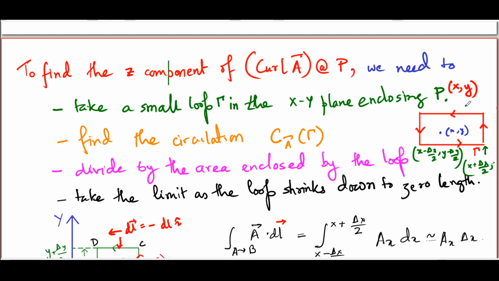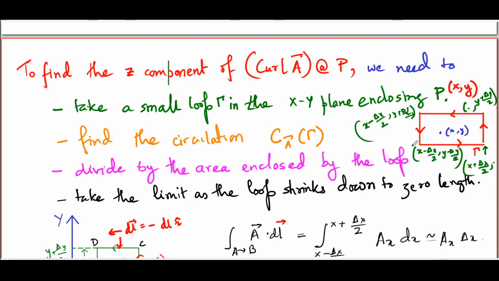Then we go up, this time keeping a fixed value of x and changing only y to y plus delta y by 2. Then we move horizontally until at this corner, we land up with x minus delta x by 2, x having changed, and y, of course, retaining the same value, y plus delta y by 2. And then finally, we have to go down, changing the y value back to y minus delta y by 2, the value I started out with.